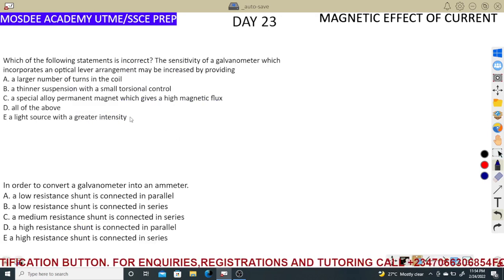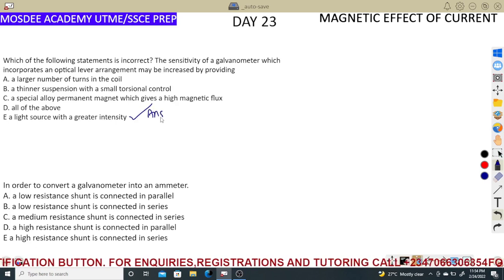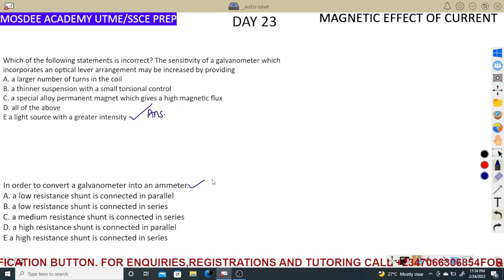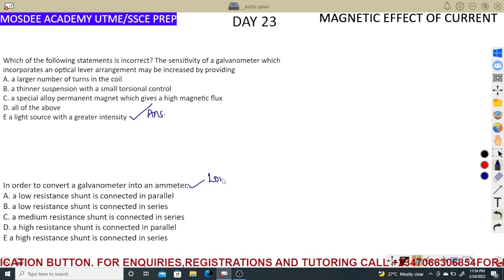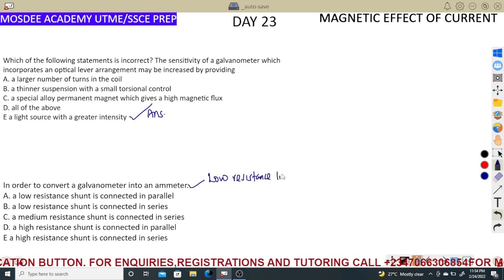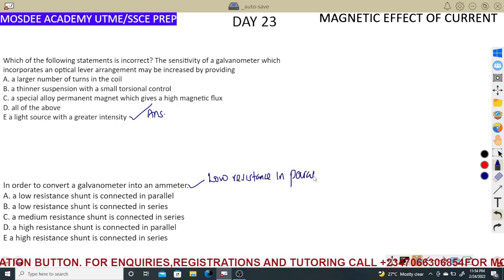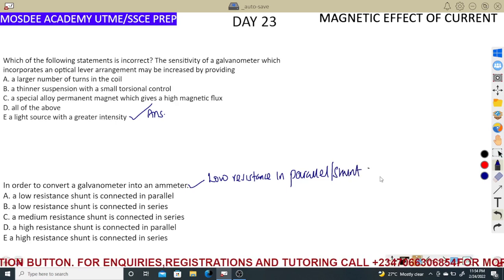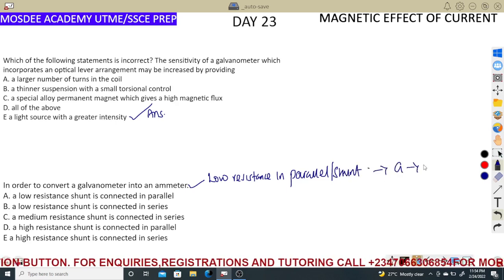I think we've done this one. We pick E. We've done this question. Now, in order to convert a galvanometer to an ammeter, I told you ammeter means low resistance in parallel, which you call what? Shunt. So that is galvanometer to ammeter.